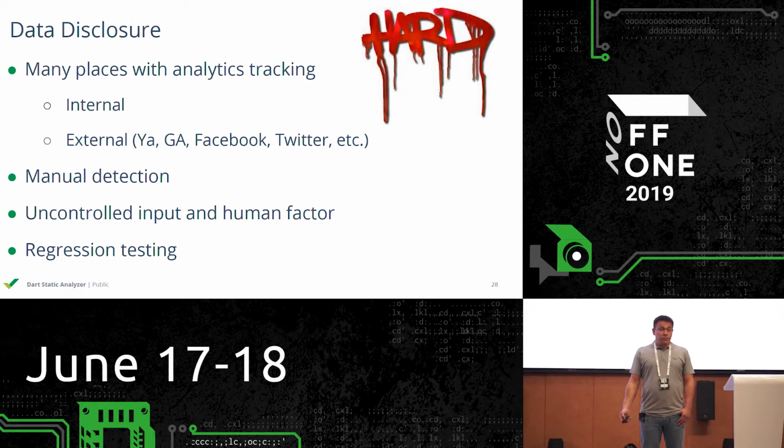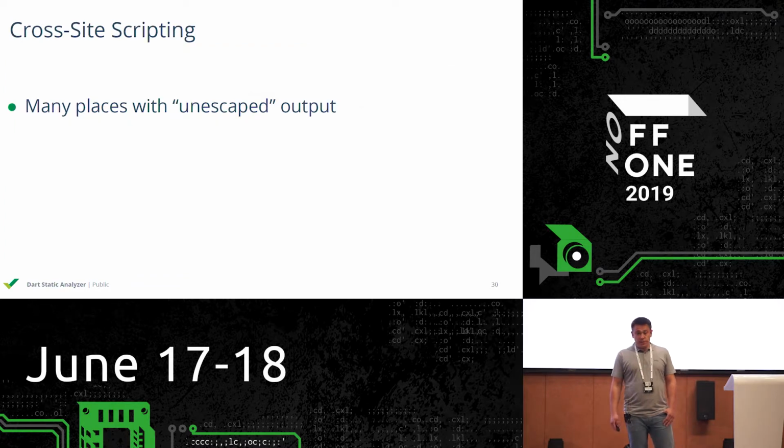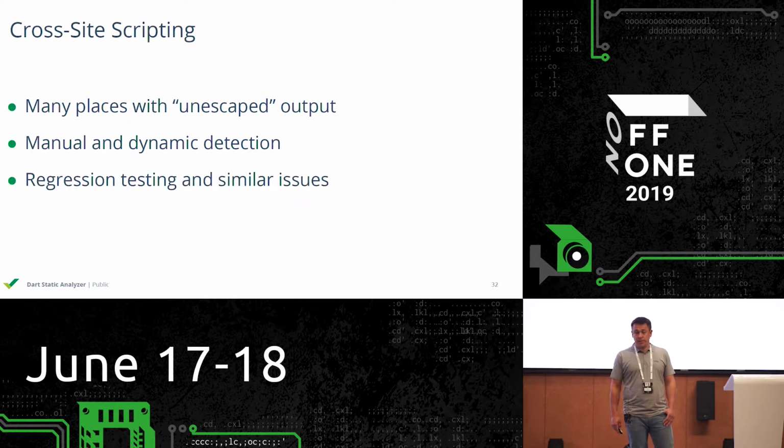We also have the problem with regression testing. It's very difficult to cover all these regressions and the tracking sites. They appear, they disappear, they reappear again, and it looks somewhat like this. We have, let's say, the password recovery page, and the client comes and clicks on it, and we would not want this token to leak to a different site and to be logged, even for our internal analytics. As for cross-site scripting, the problems are somewhat the same.